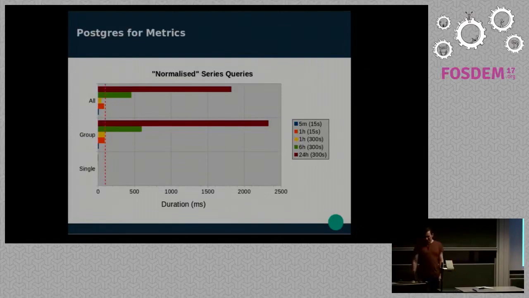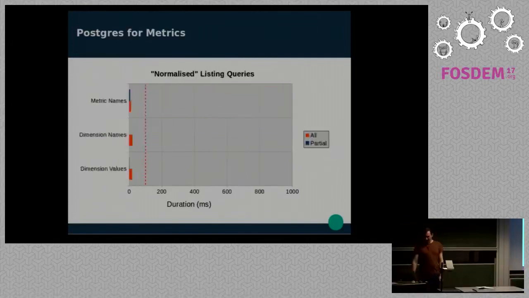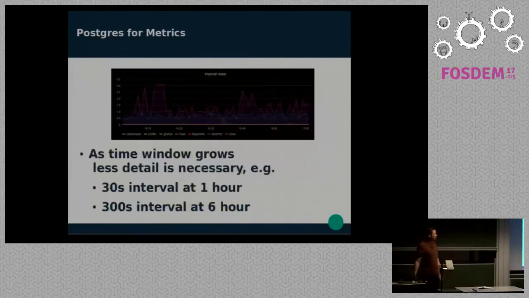So we need to do a bit more work, actually. The listing queries, however, because we've already normalized all of those lists out, we've already done that distinct operation effectively, are now well within our requirement. So that's good.